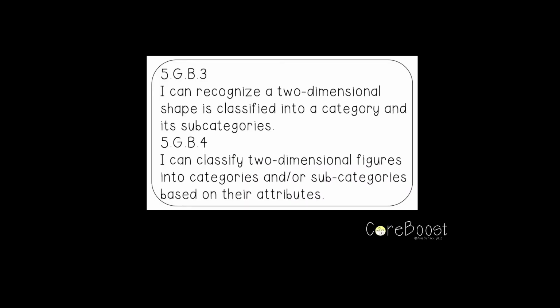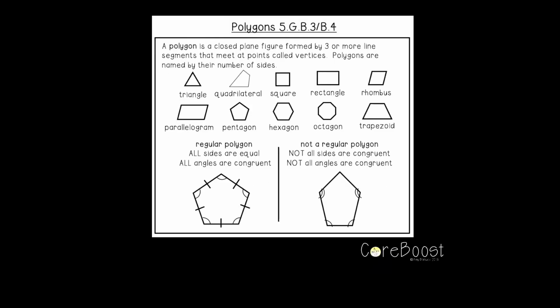Let's talk about polygons. The I can statements are: I can recognize a two-dimensional shape is classified into a category and its subcategories. I can classify two-dimensional figures into categories and/or subcategories based on their attributes. A polygon is a closed plane figure formed by three or more line segments that meet at points called vertices. Polygons are named by their number of sides.